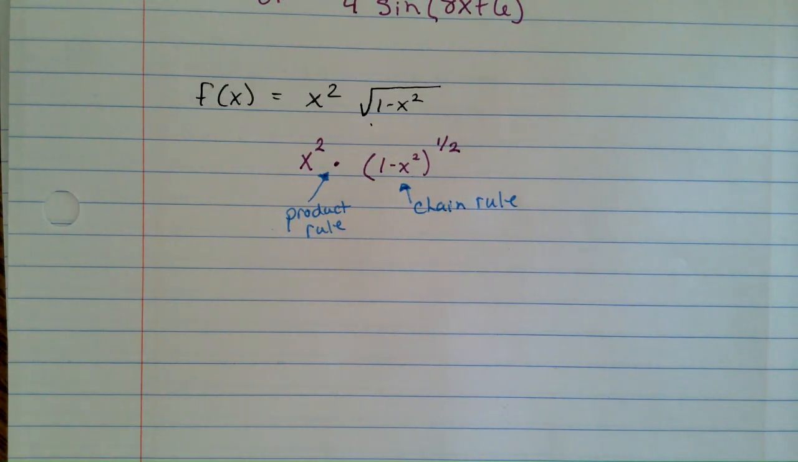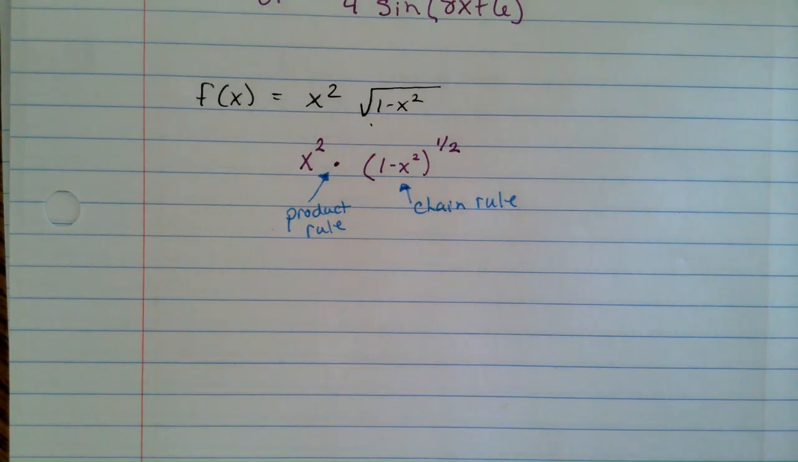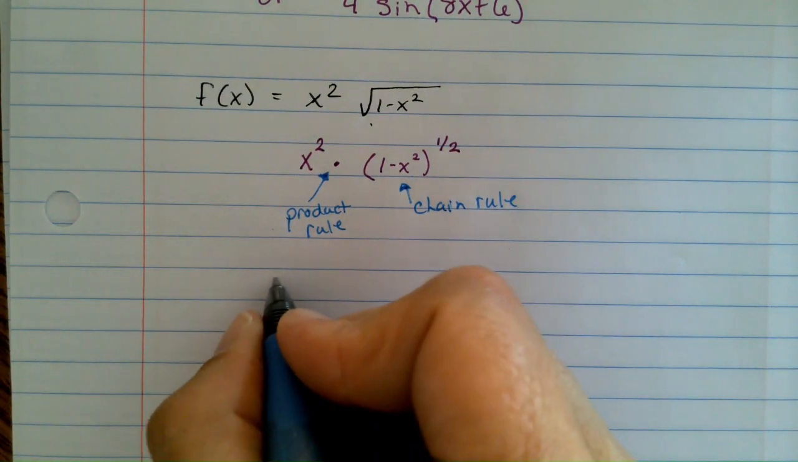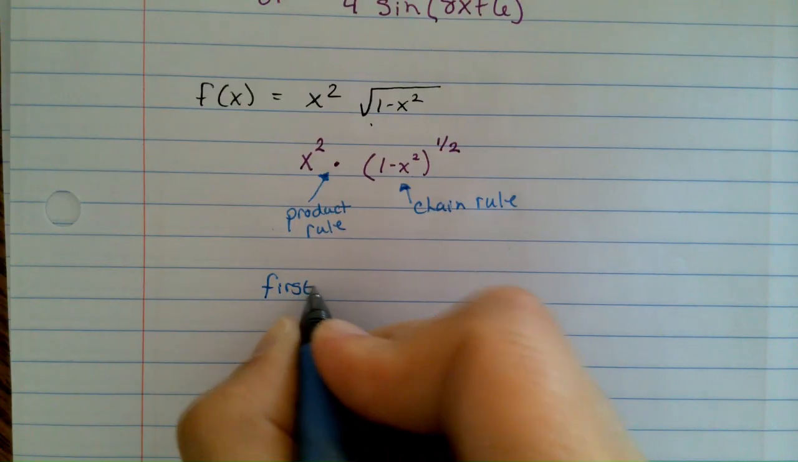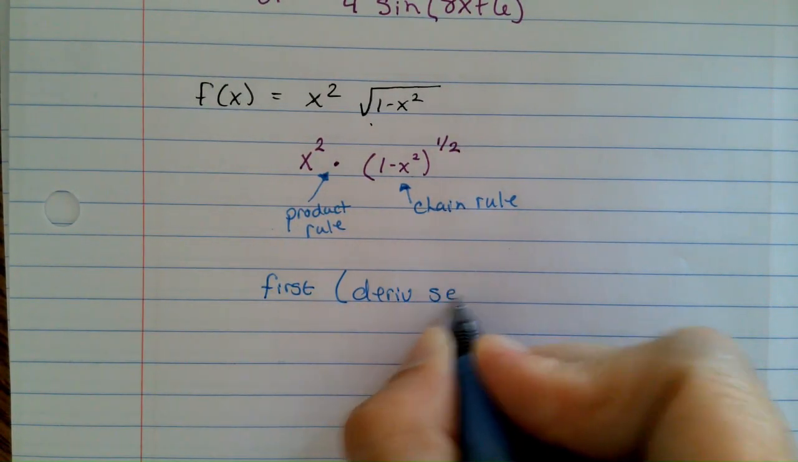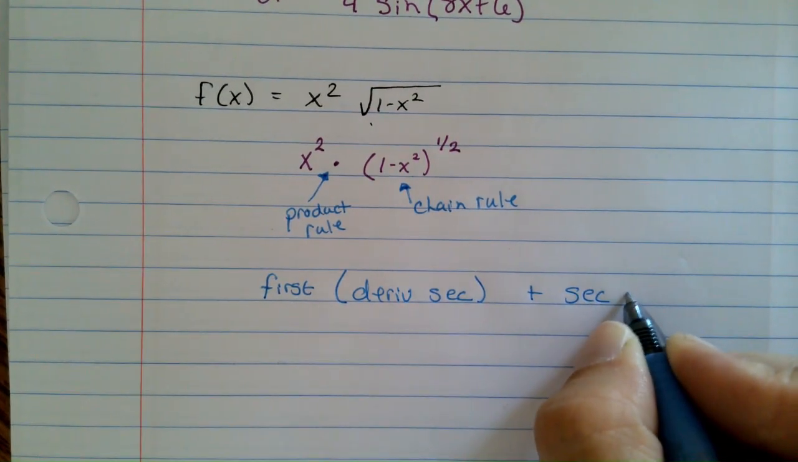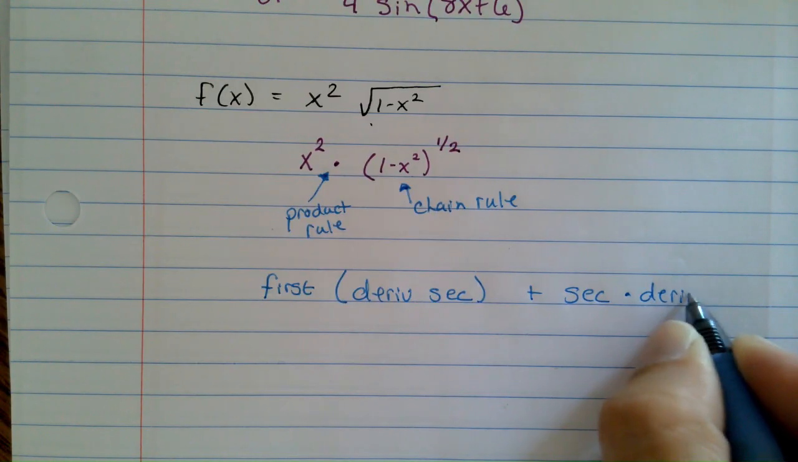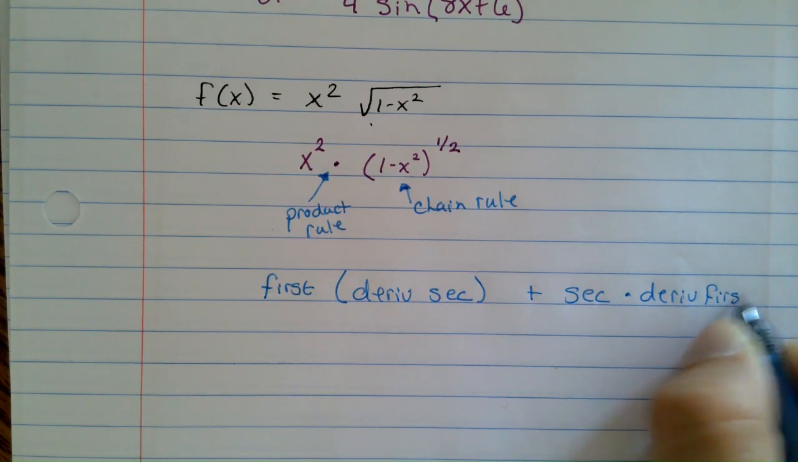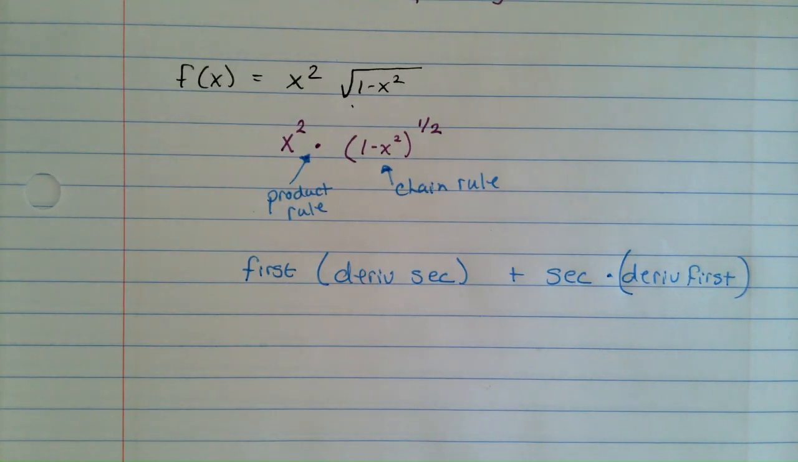Okay, so product rule, I don't like to think of it as the rule itself. I like to think of it as first times derivative of the second plus second multiplied by derivative of the first. And I like to write it that way. That way I have more space.